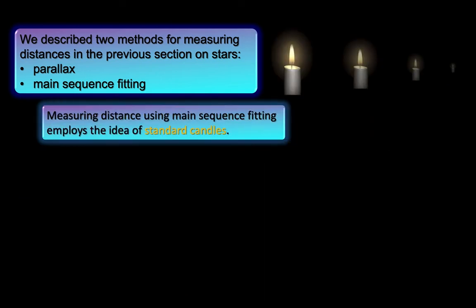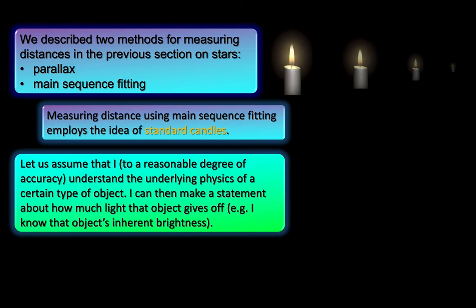Now, another method for determining distances in astronomy that we talked about was main sequence fitting. Main sequence fitting employs the idea of standard candles. Now, I did not explicitly mention standard candles yet. The idea of a standard candle is, let's assume that there is some object in the sky, and to a reasonable degree of certainty, I understand the underlying physics going on in that type of object. So in other words, I know what that object is made of, I know how it works, I know how bright that object is supposed to be. And this assumes I know other underlying characteristics about the object.